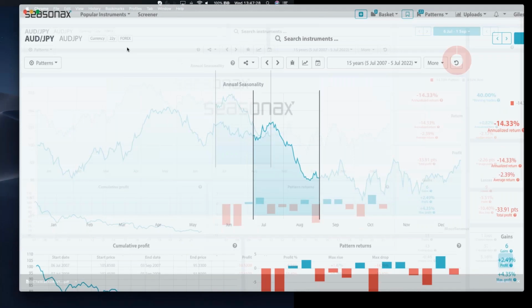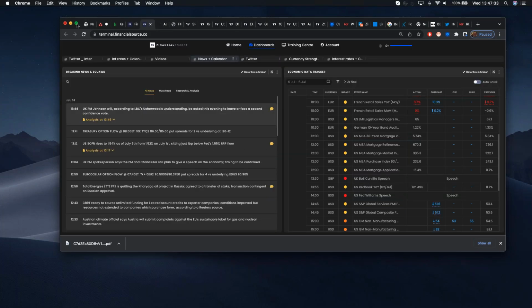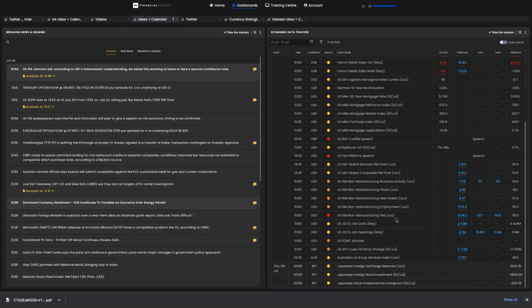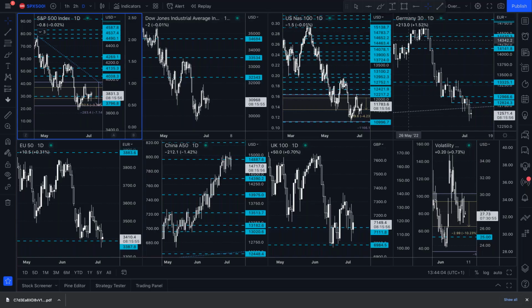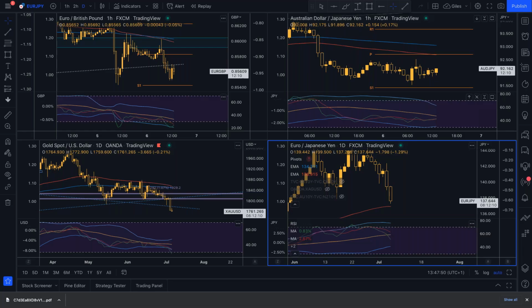Okay. So that means that if we get a miss in the data, then we'd expect US dollar weakness and dollar yen downside would make sense. So let's just go and have a look at the majors. I want to look at what I call my technical charts. I want to have a look at it here.